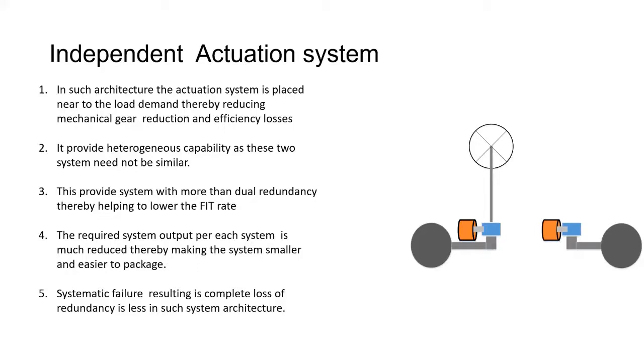The required system output for each system is much smaller because each system is only driving one wheel. Today a traction drive is trying to drive the whole car and all four wheels, right? So the demand for torque and speed is less. System output torque per subsystem is smaller. System failure resulting in complete loss of redundancy is less in such a system architecture. So you can quickly see that independent actuation system is very good as a system architecture and from a safety point of view. But we have to understand cost and stuff like that.